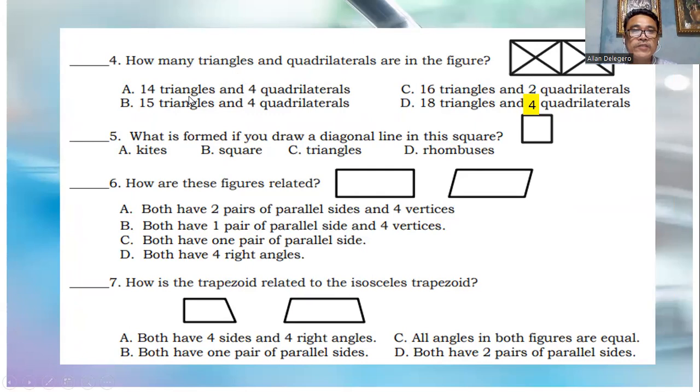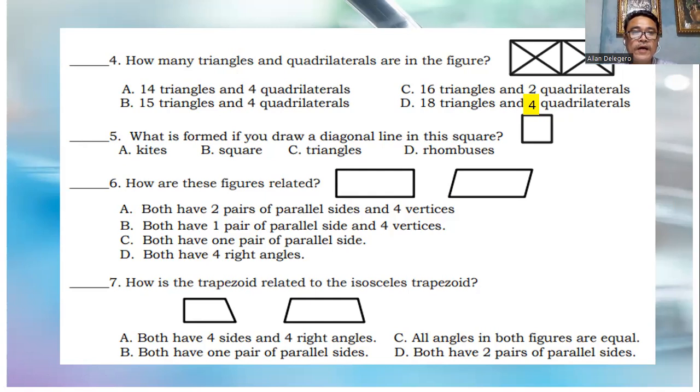A, 14 triangles and 4 quadrilaterals. B, 15 triangles and 4 quadrilaterals. C, 16 triangles and 2 quadrilaterals. D, 18 triangles and 4 quadrilaterals. 5. What is formed if you draw a diagonal line in the square? A, kites, B, square, C, triangles, D, rhombus.